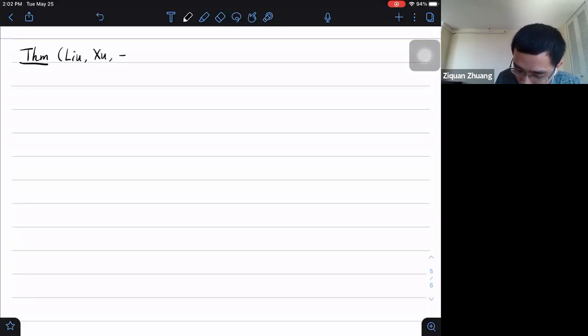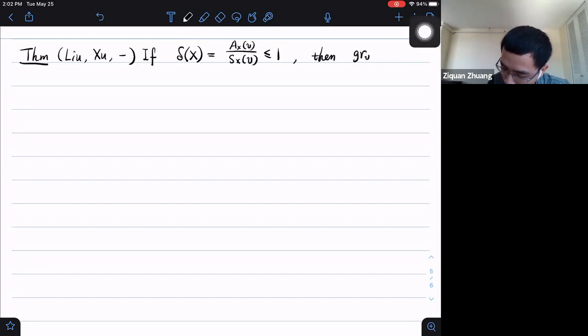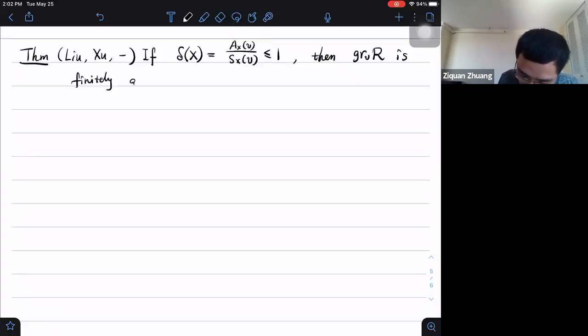So let me first record the statement. Okay, so the theorem is the following. This is joint with Chenyang and Yuchen. It says that if I have a Fano variety X, and the so-called delta invariant is at most 1, and it's computed by some valuation, so it's equal to A over S for some valuation V, and this is at most 1, then this associated graded algebra is finitely generated. Right, so that's the statement.